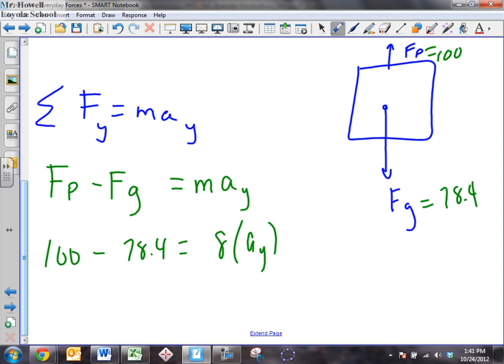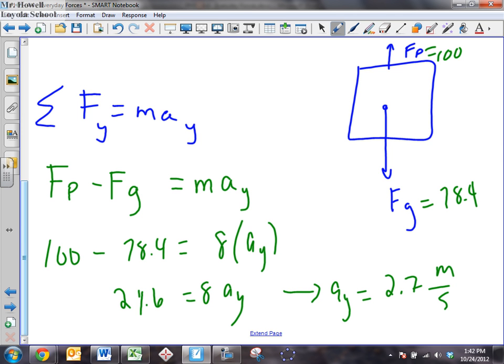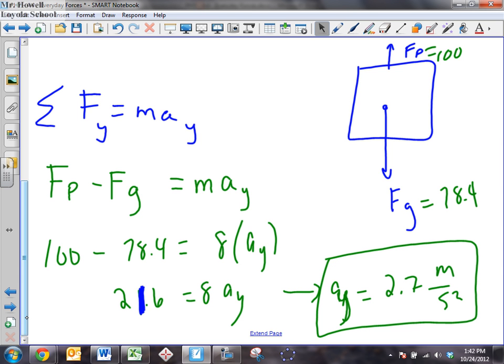So we get a difference of 21.6 equals 8 a_y. Divide by 8 on both sides, you get 2.7, and my units are meters per second squared. My acceleration is positive because the object is moving up. This is a sub y. The board is way off in the corners, guys, the calibration's off. The acceleration of the object, once it's lifted, turns out to be 2.7.